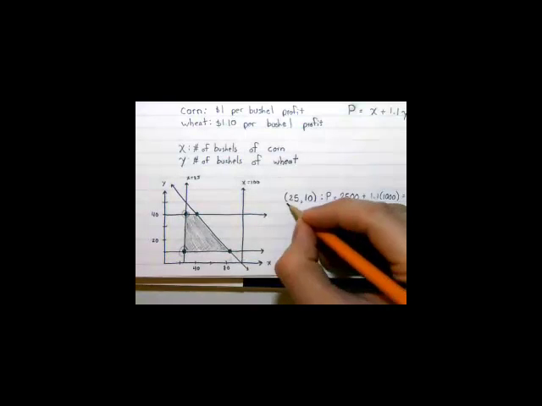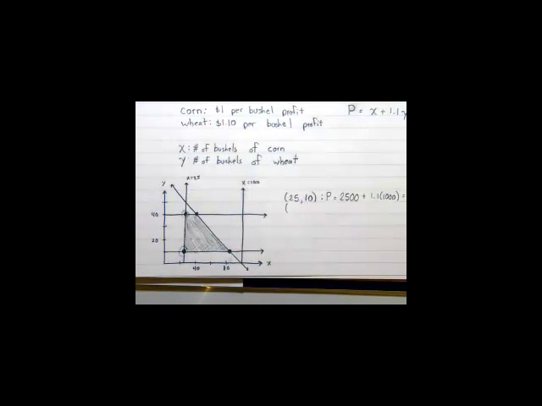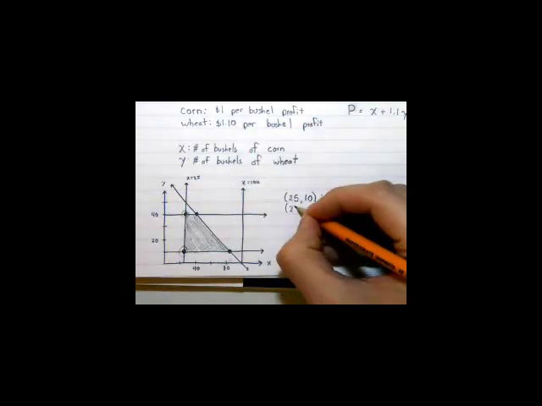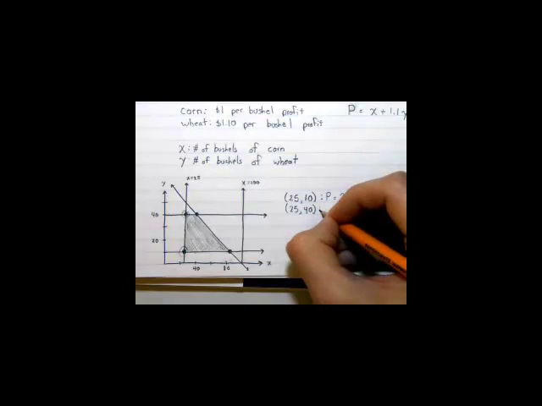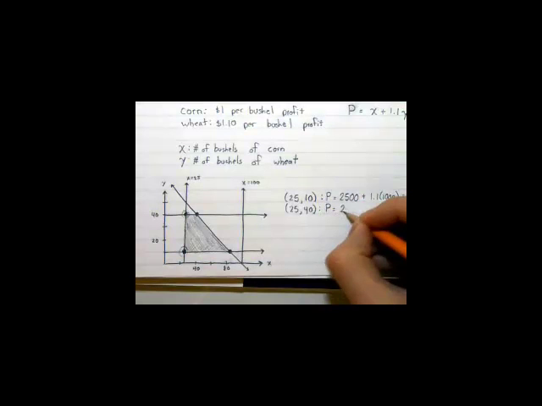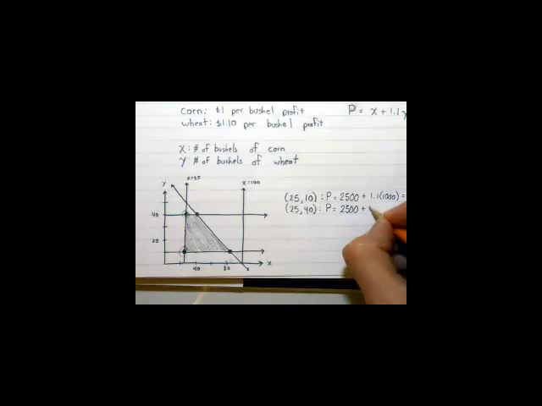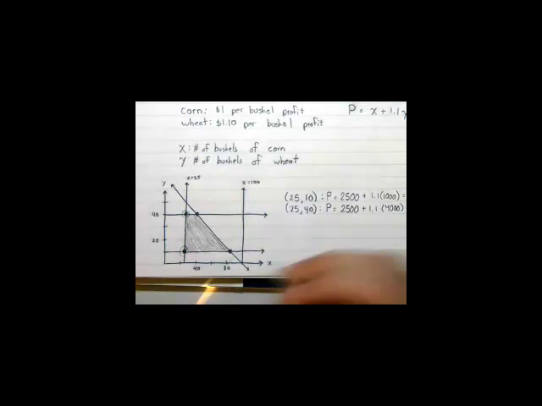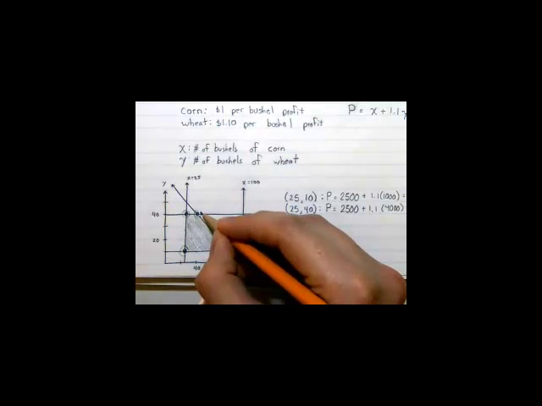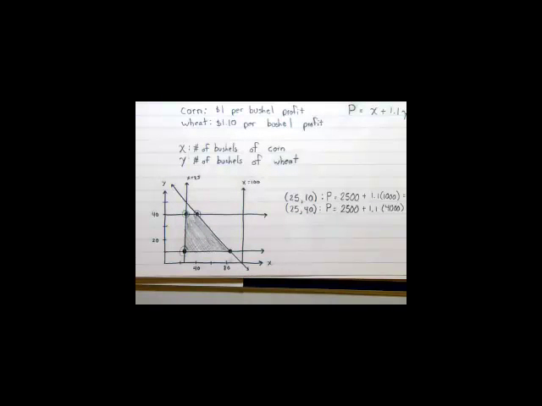What are the coordinates at that point? 25, 40, okay. So the equation is 2,500 plus 1.1 times 4,000. Okay, then we got this guy. Now that one's a little bit more tricky. So where exactly is that coordinate, or how could I figure out where that is? It's the intersection of 2 lines, right? So how would I figure out where that is then?